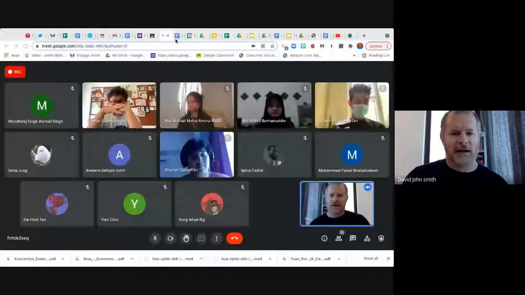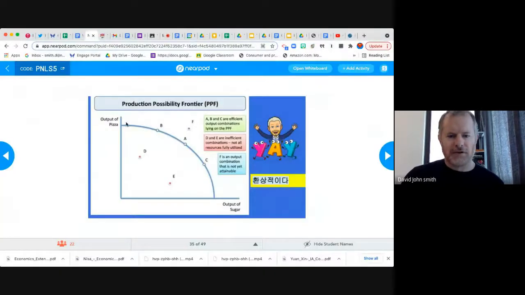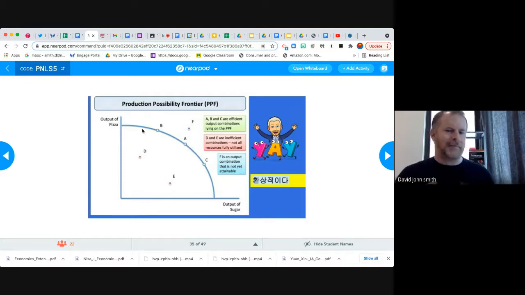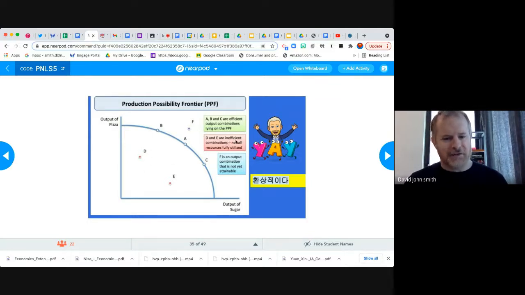So let's have a look at our PPF again. Here it is. If we're on point F, anywhere out here is unobtainable. So this is your limit, your frontier. You can't go out there. What about inside? If we're inside, then we're not producing at the limit. What that means is that any of these combinations in here are what we call inefficient. They're inefficient combinations because they're not doing everything they possibly could. If we're on the curve, then that's the best we can do with the resources and technology that we've got, anywhere on the curve. If we're inside the curve, we're not using the resources to the best we can.